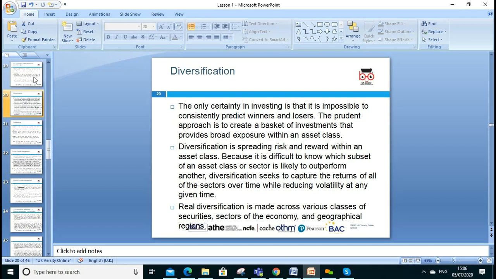Okay, diversification. Diversification is crucial to diversify the risk. Like you may have heard the quotation, don't put all your eggs in one basket. So this is important to diversify the risk, from the risk management point of view. The only certain thing in investing is that it is impossible to consistently predict the winner or the loser. A prudent approach is to create a basket of investments and spread exposure across the assets.